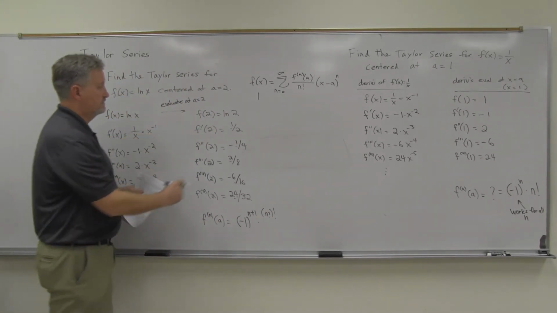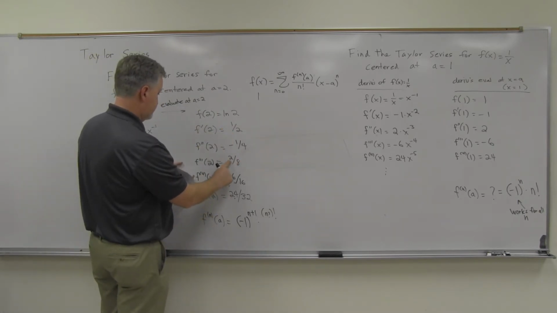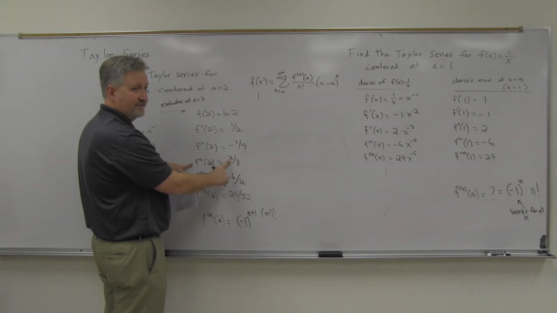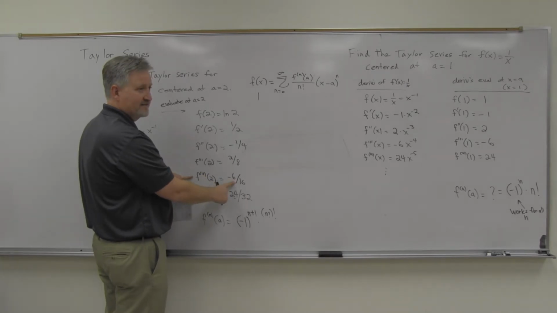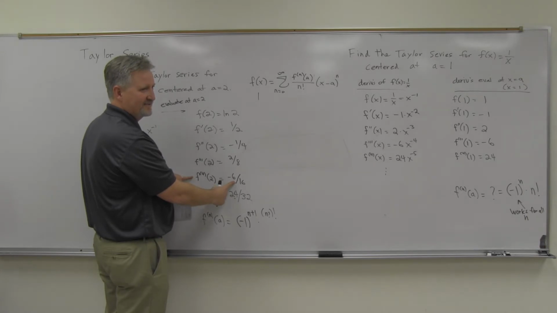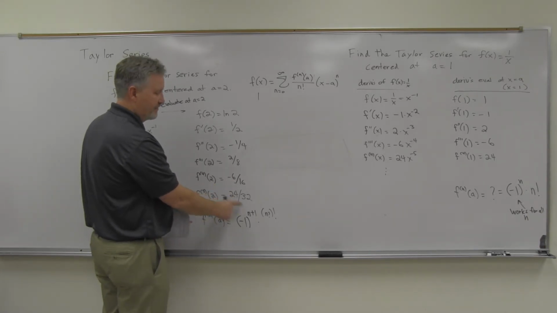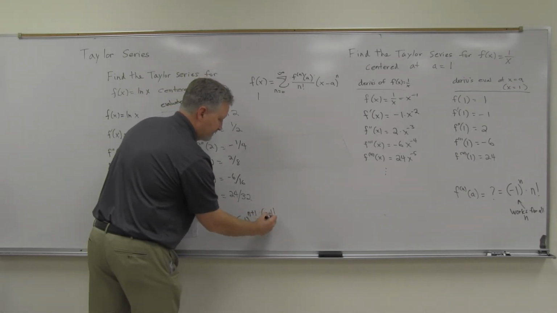I don't think so. Because look at this. At n equals 3, the top number is 2. That's not 3 factorial. At n equals 4, it's 6. That's not 4 factorial. It's 3 factorial, isn't it? Yeah. And at n equals 5, that's 4 factorial. So it's not n factorial, it's n minus 1 factorial.